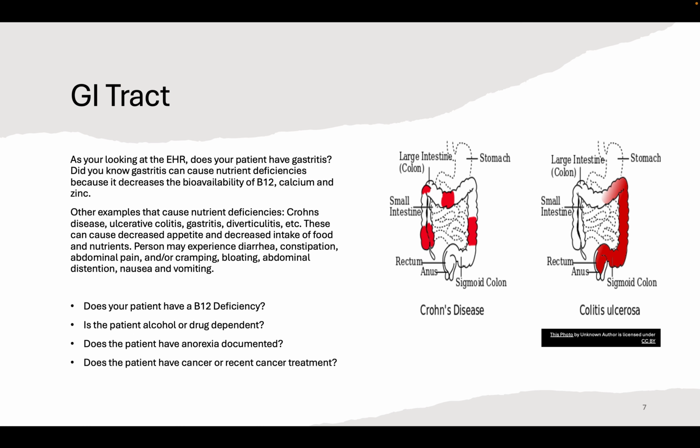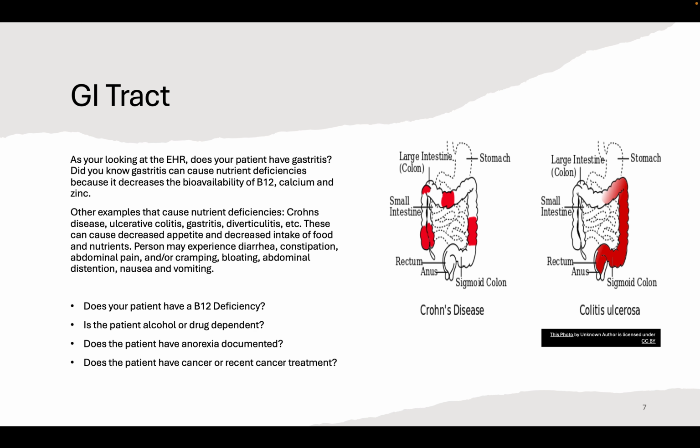The GI tract. As you're looking at the EHR, does your patient have gastritis? Did you know gastritis can cause nutrient deficiencies because it decreases the viability of B12, calcium, and zinc? Other examples that cause nutrient deficiencies are Crohn's disease, ulcerative colitis, gastritis, diverticulitis, etc. These can cause decreased appetite and decreased intake of food and nutrients.